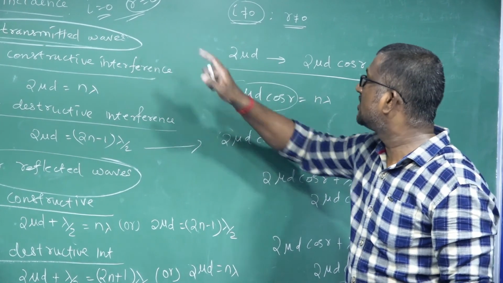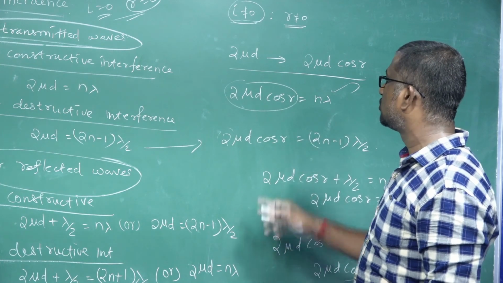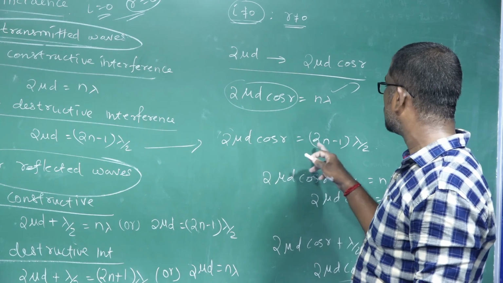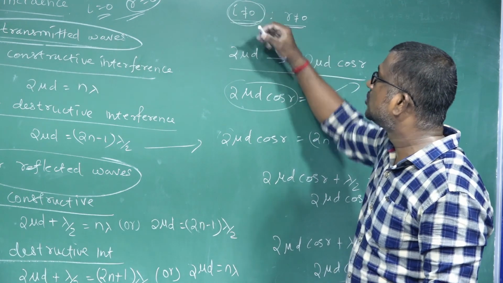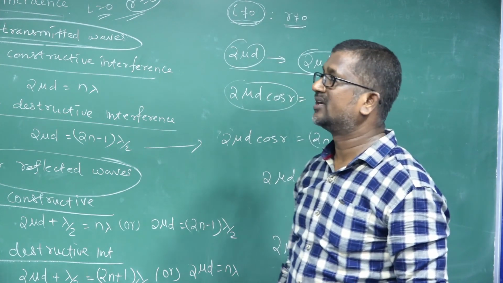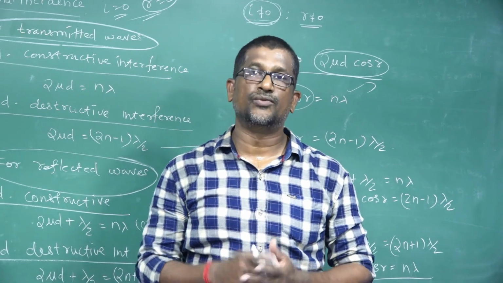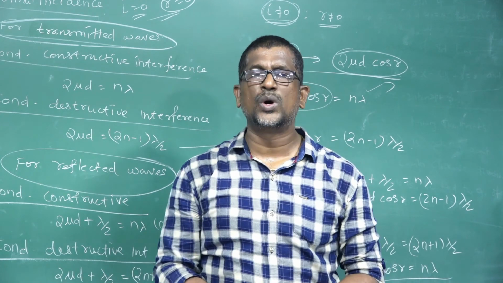And for transmitted waves, the condition for constructive interference is 2μd cos r = nλ. For destructive interference, 2μd cos r = (2n−1)λ/2. If the angle of incidence is not equal to 0, 2μd is replaced by 2μd cos r. So this is about interference in thin films. The topic is over.